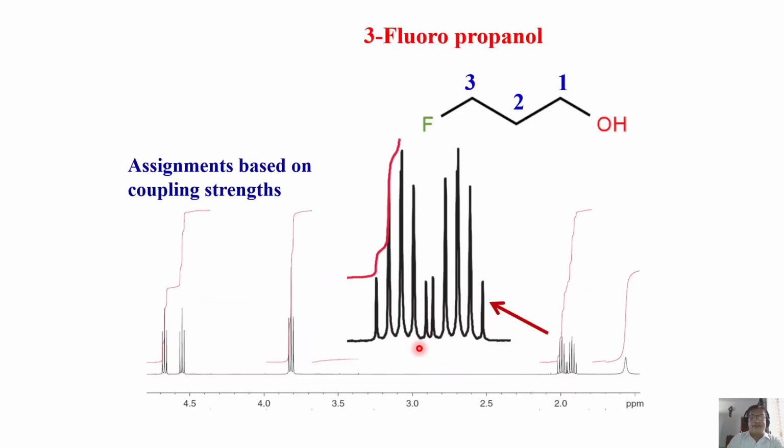And another simple molecule you see. This is 3-fluoropropanol. Now, fluorine is present. This is CH2, CH2, CH2, OH. Very easy. When this CH2 is coupled with this fluorine, then what will happen? This CH2 has to be a doublet because of this. And then it is also coupled to CH2. It will become a doublet of triplets.